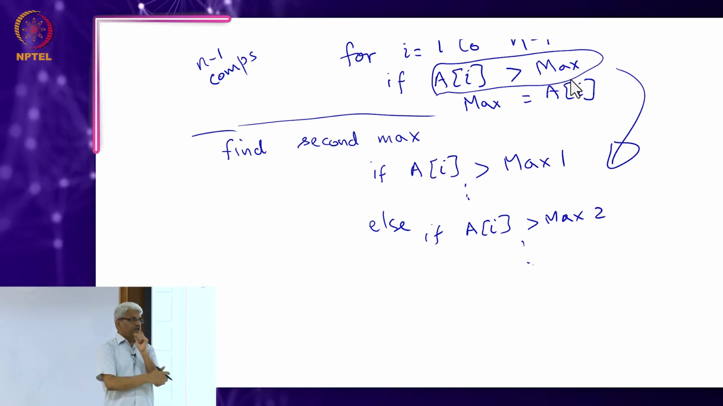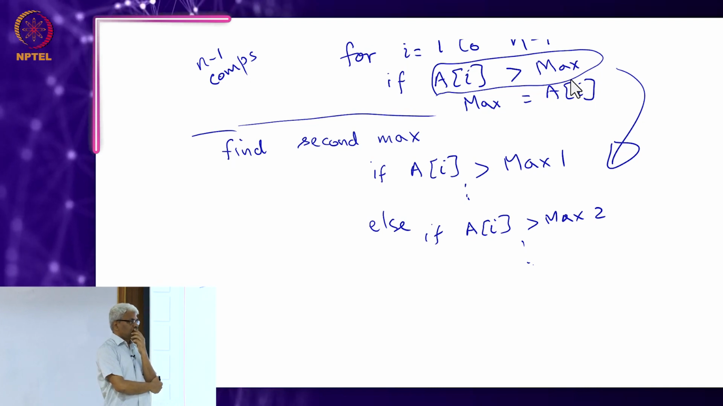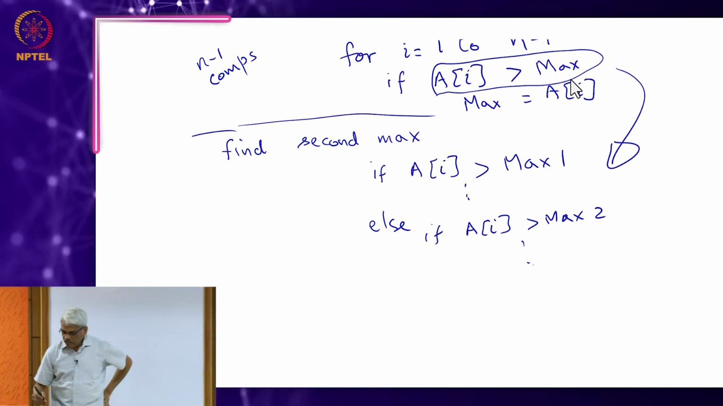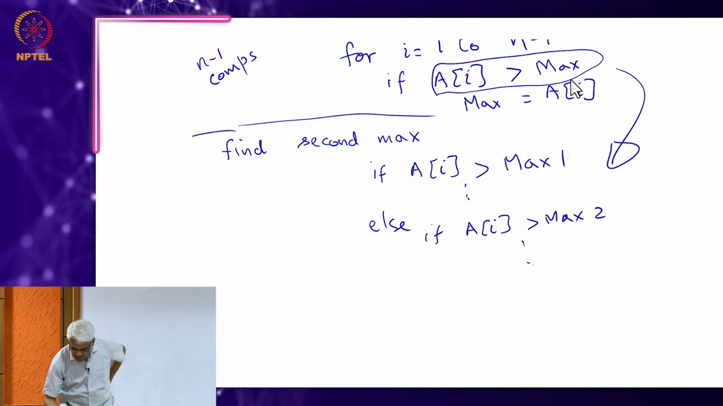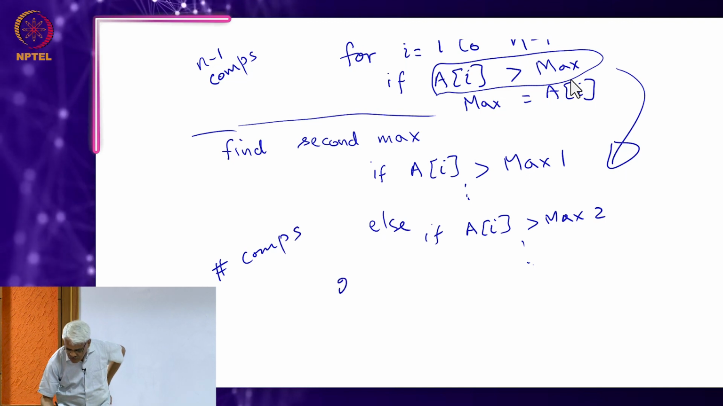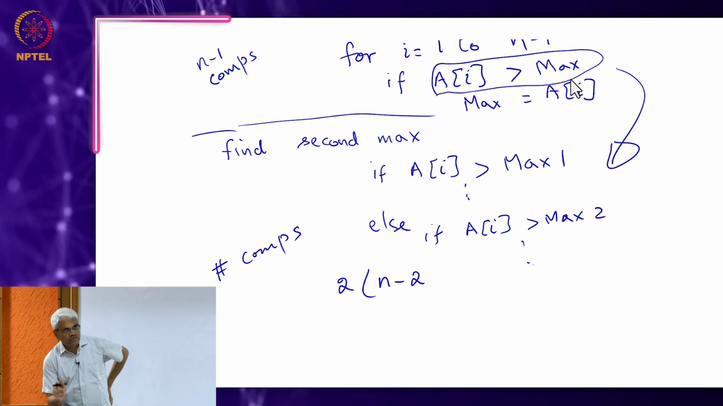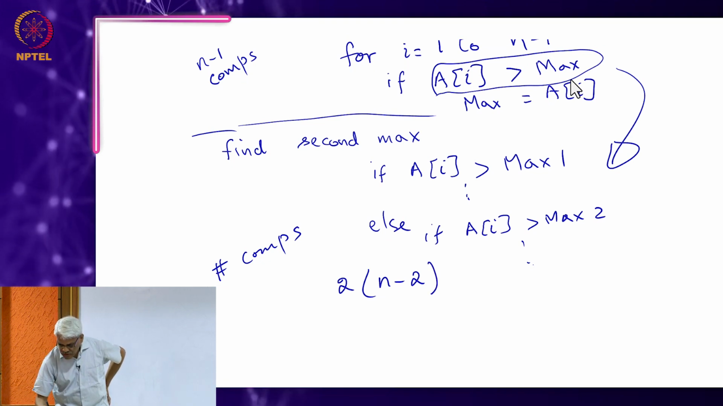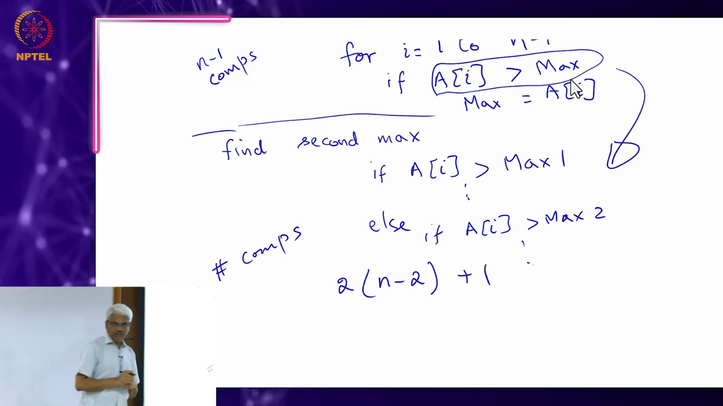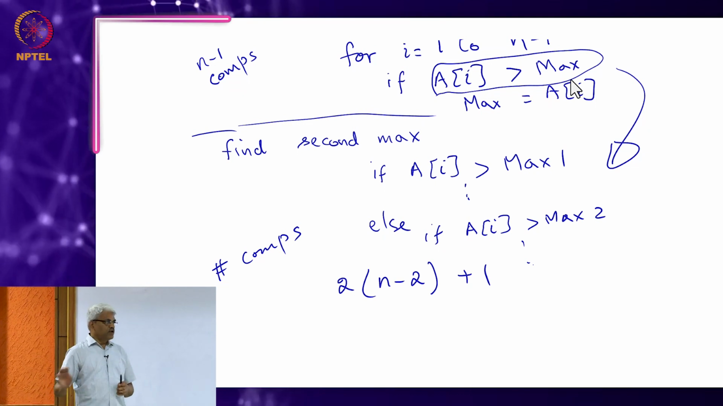Now let's count how many comparisons you do. Let's be a little careful. 2 times n minus 2, because now the loop will go from 2 to n minus 1, plus 1 because of the first comparison you make to figure out how to initialize. Okay, so it's roughly 2n comparisons.